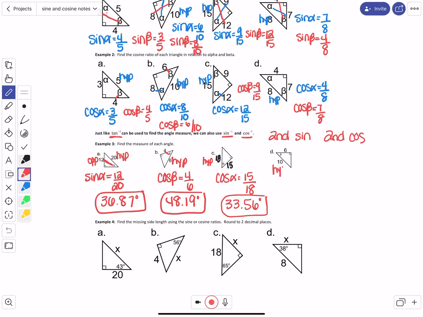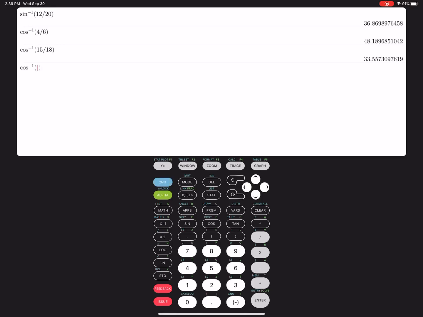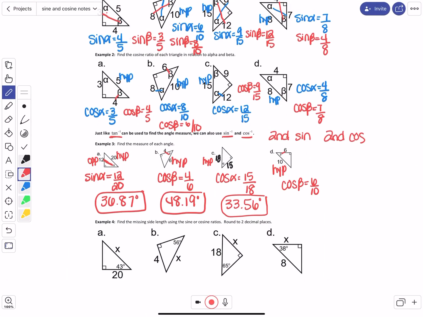And then our last one here. Here's our hypotenuse. Once again, we have to figure out, is 6 opposite from beta or is it adjacent? It's right there beside of it. So we're using cosine again. Cosine of beta equals 6 over 10. So we'll do inverse cosine 6 over 10. So second cosine 6 over 10. Remember, anytime you're looking for an angle, you hit the second button. So 53.13 degrees.